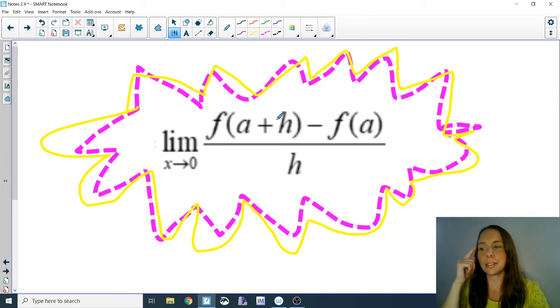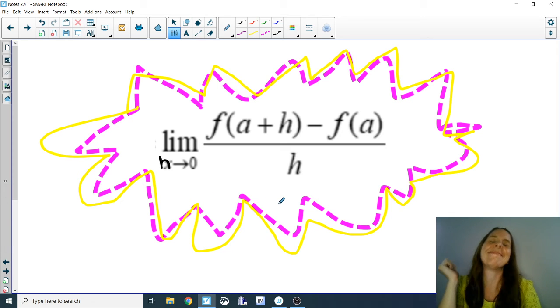It shouldn't be x. What? Where did this even come from? I'm sorry. That should be an h right there. All right. Okay, so anyway, I can't even continue now.